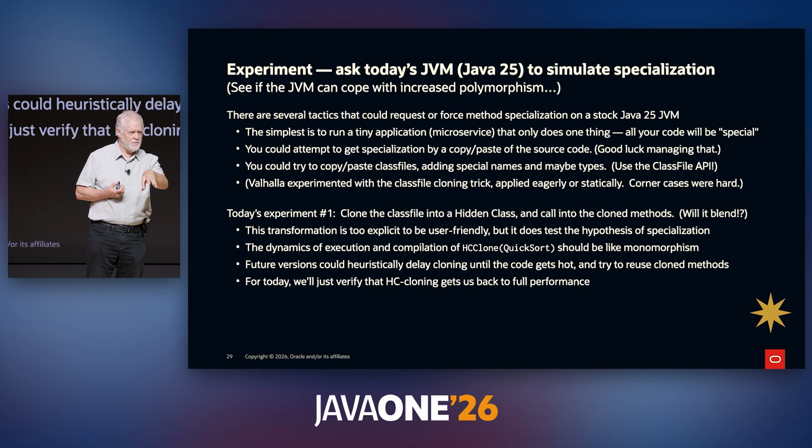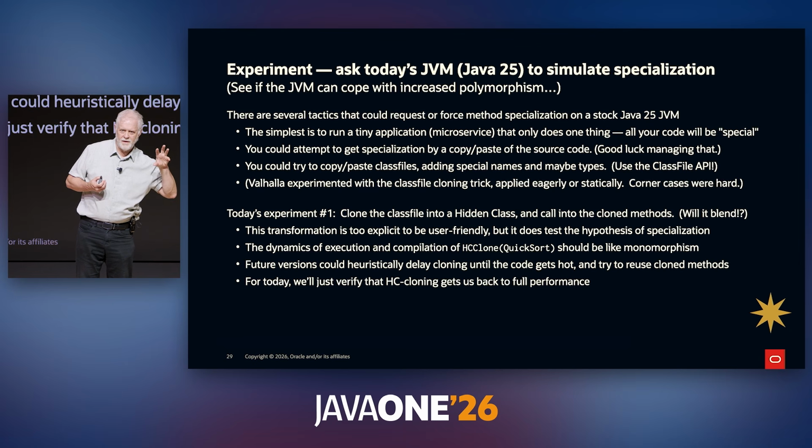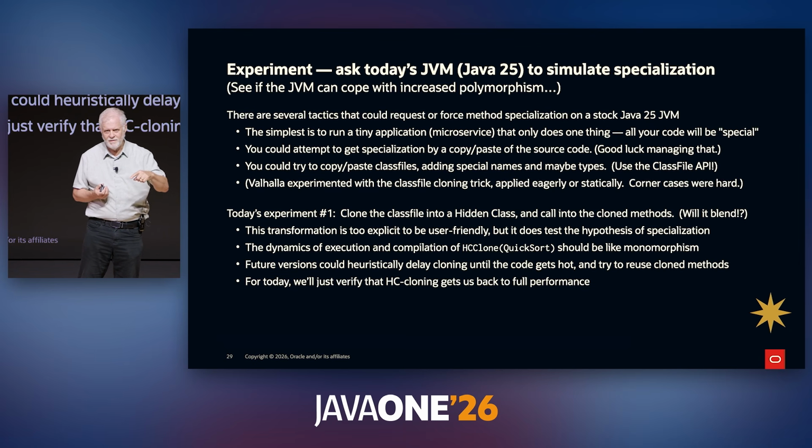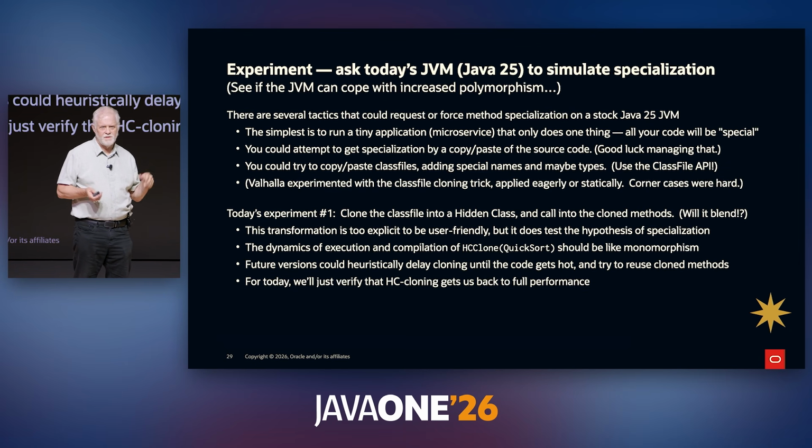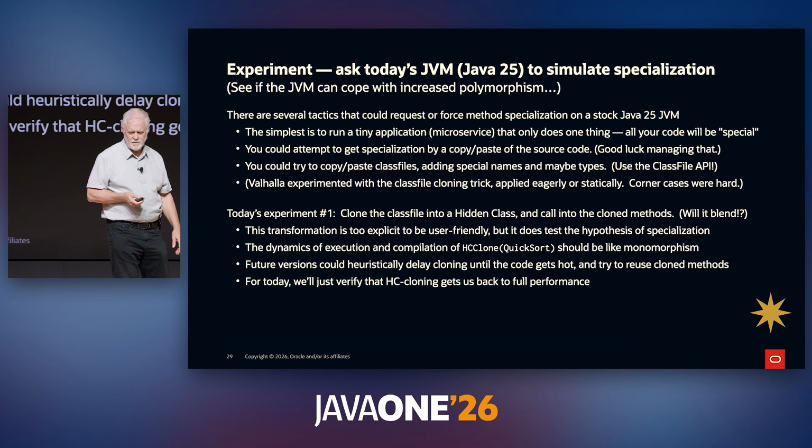The way you do that is you make a method handle on the hidden class method, and then you invoke the method handle. You could also do it with interfaces. I didn't bother to do that because I like method handles.